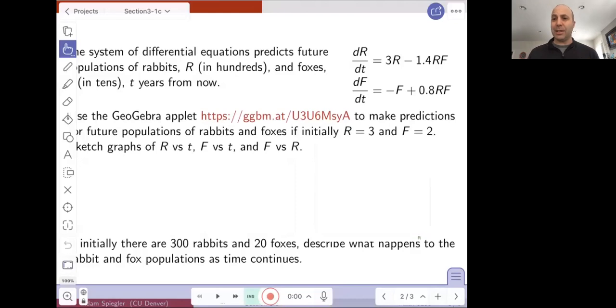So you can find the link to that Geogebra app in Canvas. You might wanna open up that website. You can see the link over here in the slides as well. So I'm going to turn off the camera and just navigate us through this example.